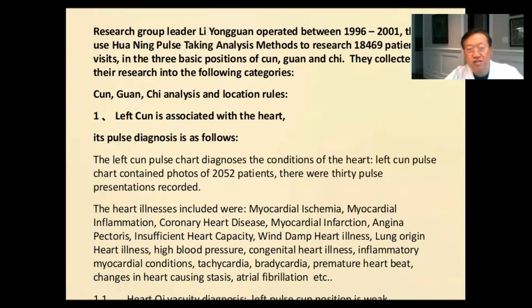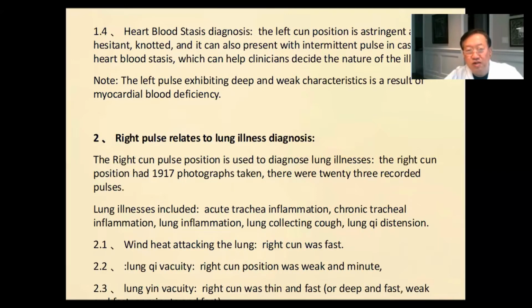Heart chi vacuity diagnosis: left pulse Cun position is weak. Heart blood stasis diagnosis: the left Cun position is astringent and hesitant, knotted, and it can also present with intermittent pulse in cases of heart blood stasis, which can help clinicians decide the nature of the illness. Note, the left pulse exhibiting deep and weak characteristics is a result of myocardial blood deficiency.